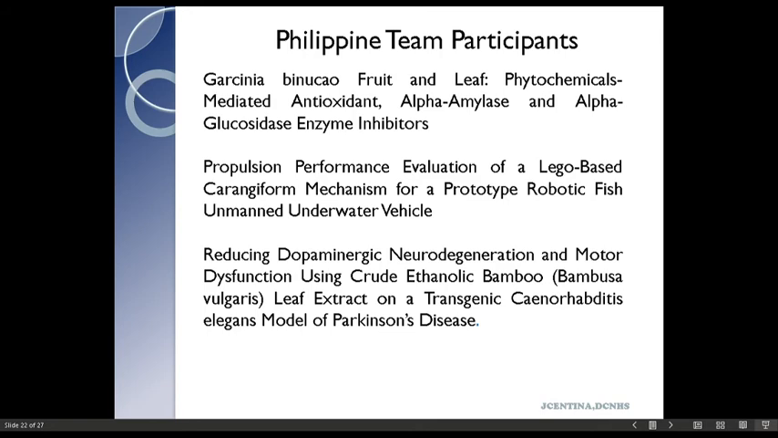And we also have different participants from the Philippines team in the 2018 Intel ISEF. Garcinia binucao fruit and leaf phytochemicals, rich in antioxidants. And the next study, Propulsion Performance Evaluation of a Lego-based Carangiform Mechanism for a Prototype Robotic Fish and Manned Underwater Vehicle. So that is RIM. Then, Reducing Dopaminergic Neurodegeneration and Motor Dysfunction Using Crude Ethanolic Bamboo Leaf Extract on a Transgenic Caenorhabditis elegans Model of Parkinson's Disease.